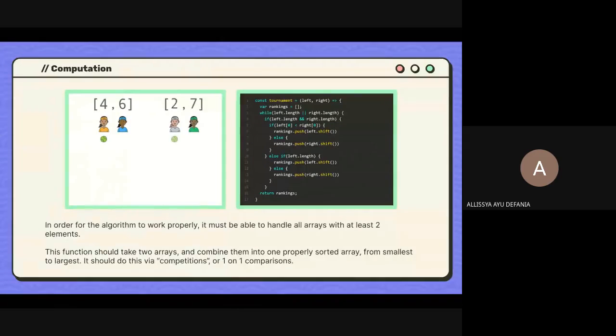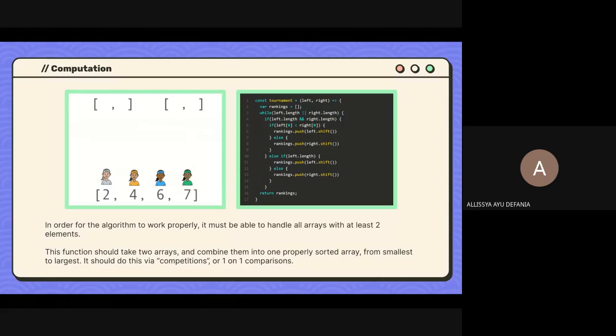Okay, here is the algorithm. In order for the algorithm to work properly, it must be able to handle all arrays with at least 2 elements for merge sort. We will start with 2 regional tournaments and then run competitions between other regional winners to determine the national champion, like from the pictures, as you can see.